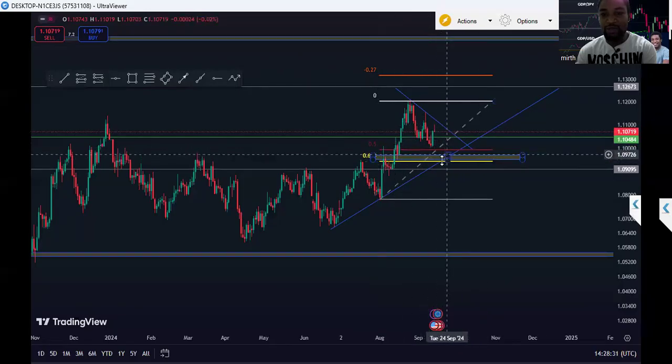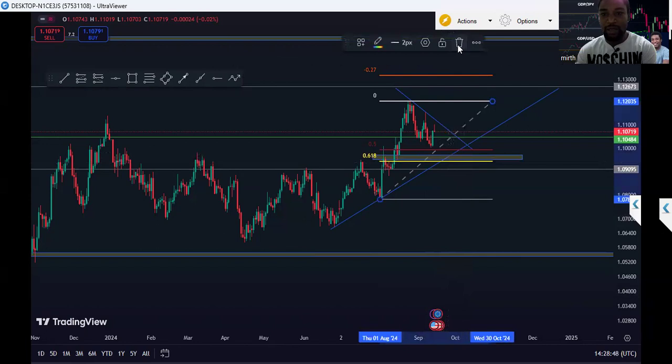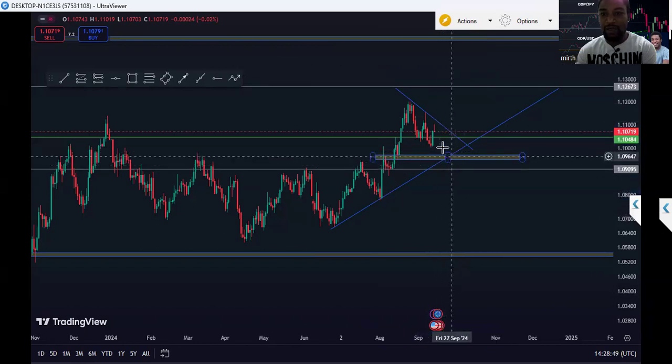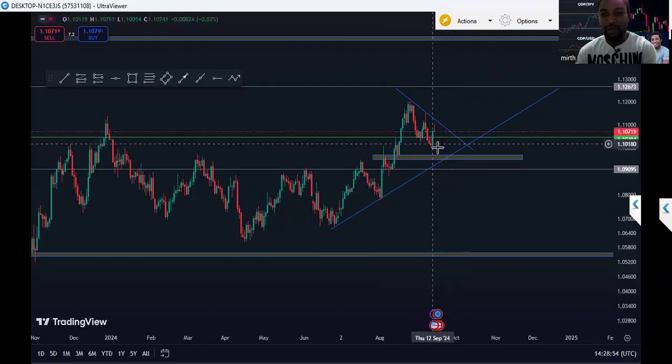Definitely, when the market drops in this area, it's going to push up. So this area is where I'm expecting the euro to drop to, around this area, before the market is going to push up. The market is not yet ripe to go up, if you ask me, as of the moment.